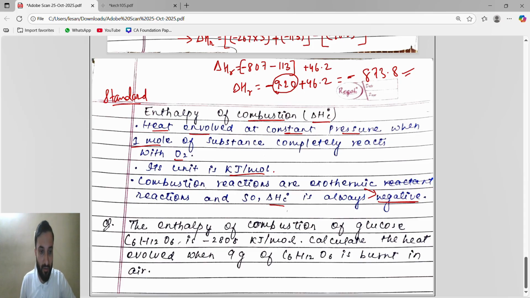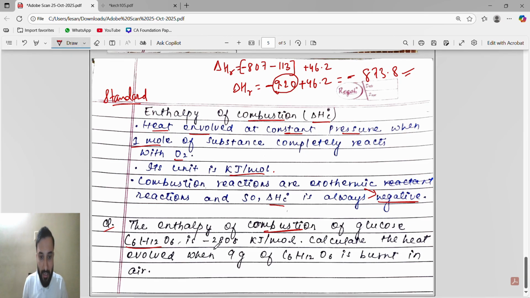Now next we will do this sum. Write on this question, guys, and then we'll solve the sum. They said the enthalpy of combustion of glucose is this much, minus 280.8, no, wait.